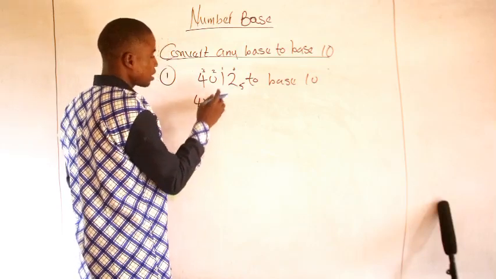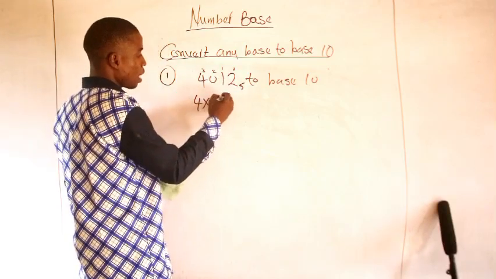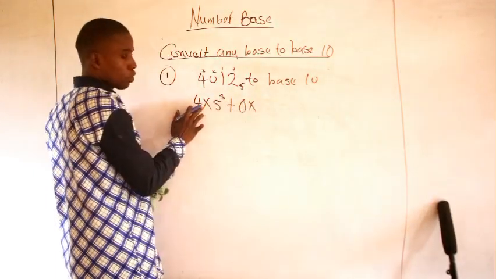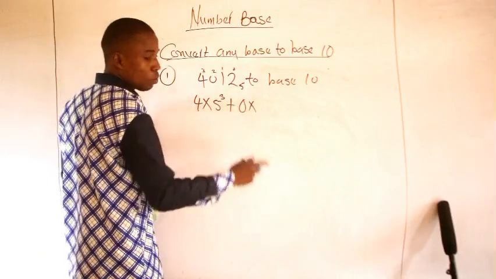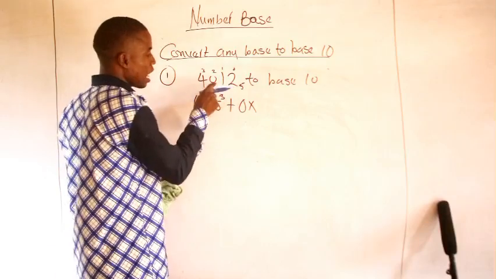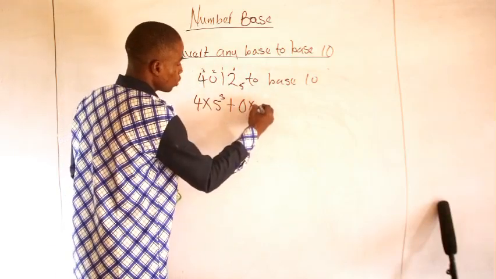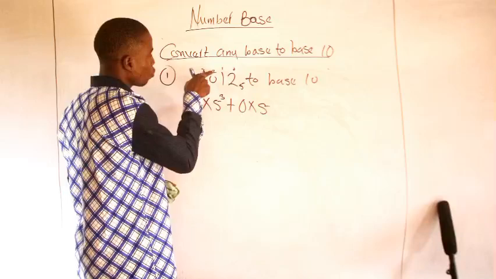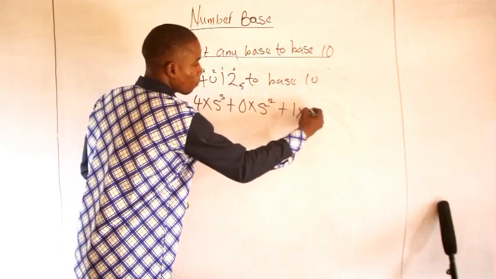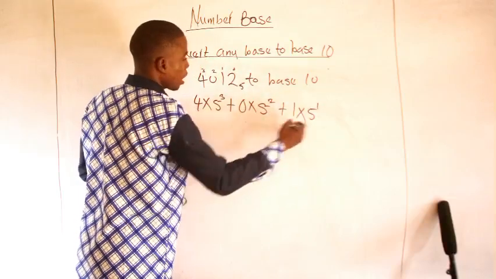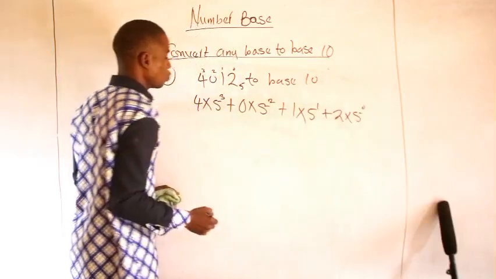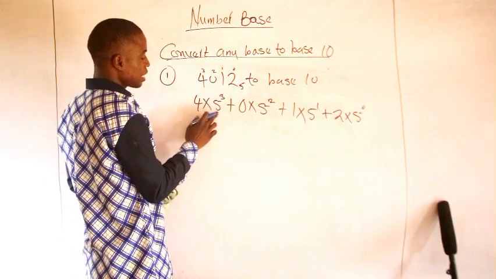4 times what? 5 raised to power 3 plus 0 times. Now, you'll be pressing it, giving me the answer. Now, it will be what? This one will be what? 5, because base 5, what is this? 2 plus 1 times what? This one, 5, base what? Raised to power 1 plus 2 times 5 raised to power 0. Now, 3 times 3 times 3.